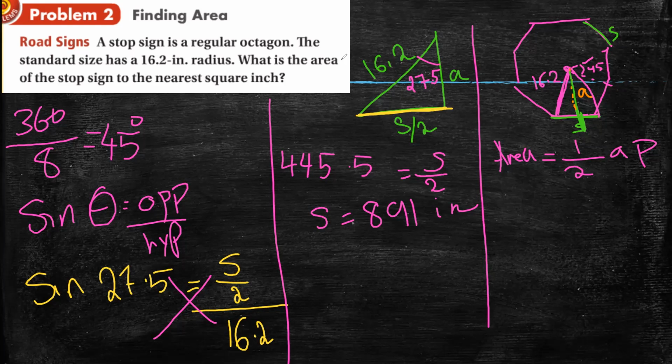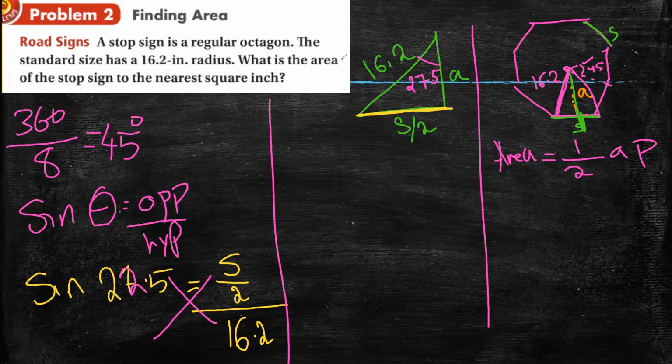Yes, Habiba. Teacher, it's supposed to be 22.5, not 27.5. Oh. Okay. Thank you for telling me. Thank you for telling me, because also I multiplied 22 by 16 without sine. I made a big mistake.